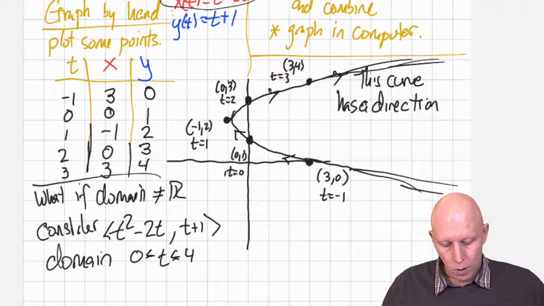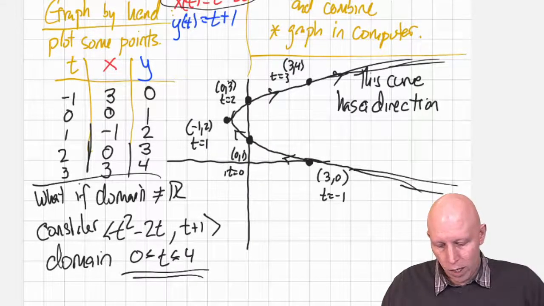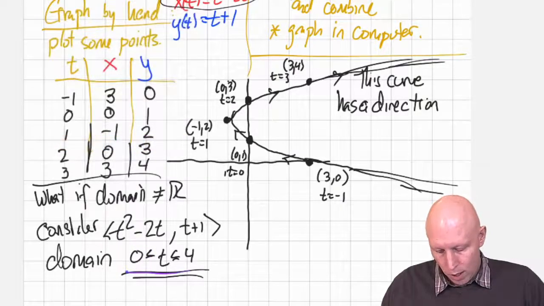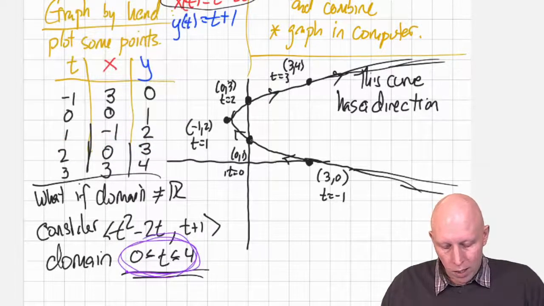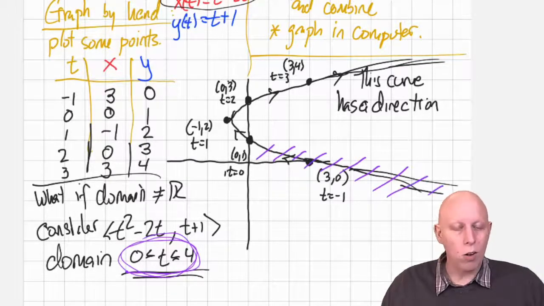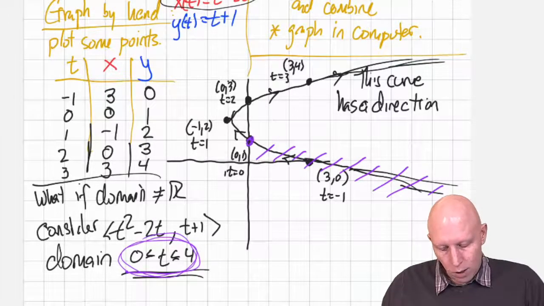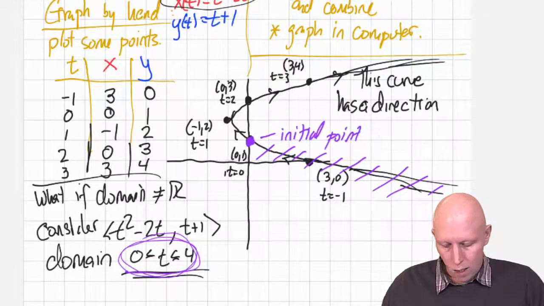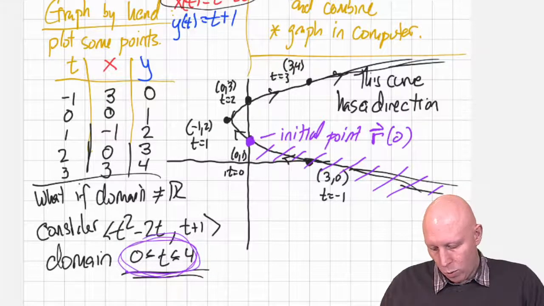If we restrict the domain, maybe we'll use a different color here just so that we can keep track of it. If we restrict the domain, then this function before 0 doesn't exist. The function starts here. This is the initial point. And this is r of 0. And then we need one more point on here.